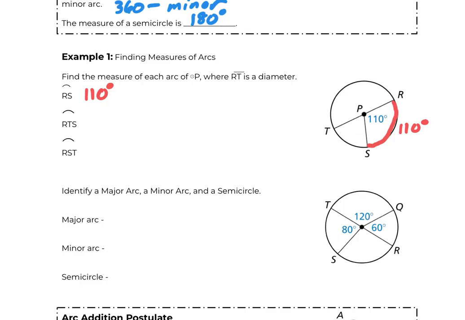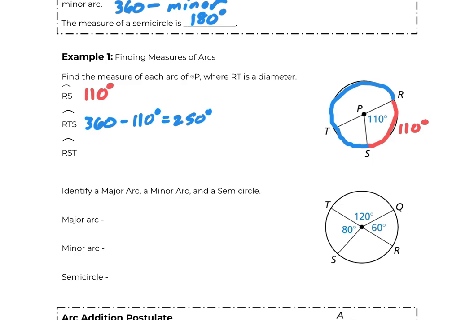Okay, if I go the other direction, if I start at R, go through T, and end up at S, to get that measure, I'm going to take 360 minus 110. So that would be 250 degrees. Okay, these two numbers should add up to be 360. We're talking about two arcs that make a full circle. So when I put them together, they together make 360 degrees.